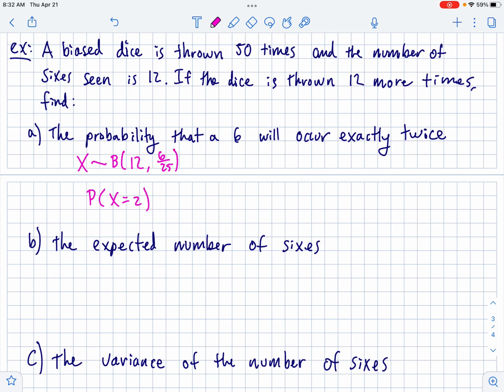So the probability that it goes exactly twice is 12 choose 2, times 6/25 to the power of 2, since we need 2 of them. And then the complement of that, 19/25, is to the power of 10. Notice that these two numbers, 2 and 10, always add up to the n that you're going for. If you use your calculator for that, this turns out to be 0.244.